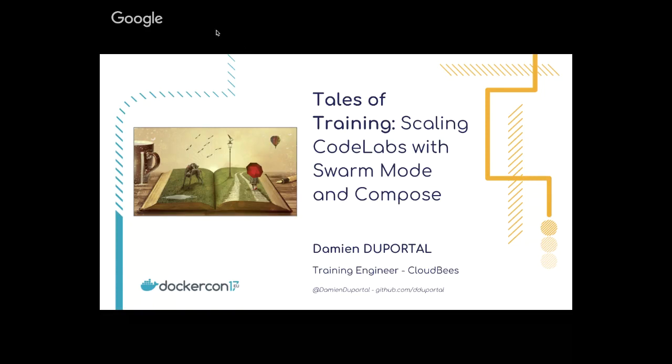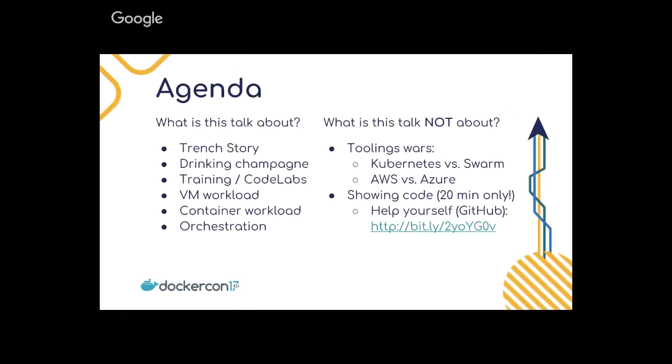So, welcome. It's the second run of that talk, so excuse me for the slides, I kept the same. So, let's go. We're going to speak about a strange story, and mainly about drinking champagne. That talk will be mainly about what a CodeLab is and some examples. So this implies virtual machine workload, container workload, and container orchestration.